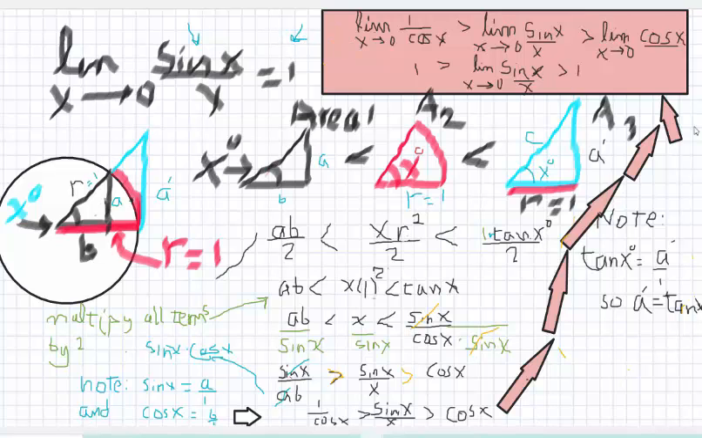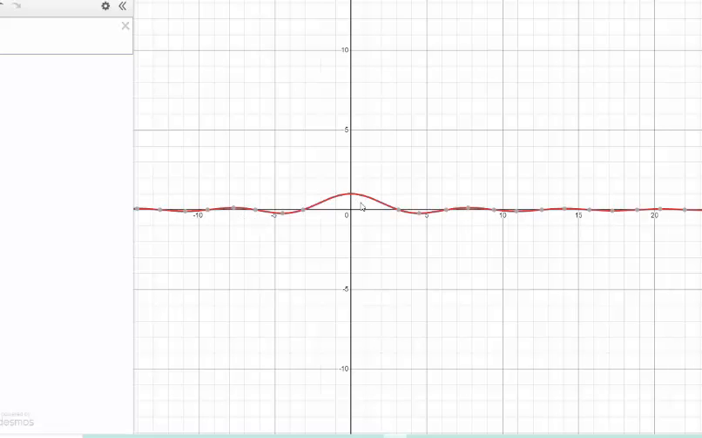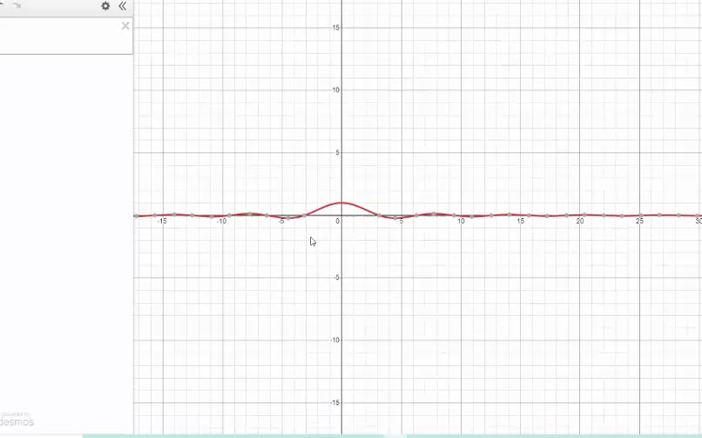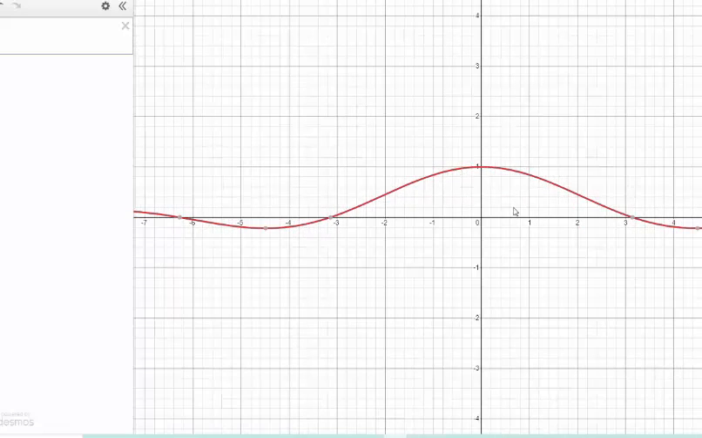Before I finish, I just wanted to show you what this function looks like. In Desmos, I just graphed the sine of x over x. If I zoom out, you can see that this is the highest part, but it's oscillating like a sine function, starting to taper out as it goes out. But we're looking at what happens as x approaches 0 from the right. As x approaches 0 this way, you can see that the y limit approaches 1. As x comes from this way, the y limit approaches 1 again.